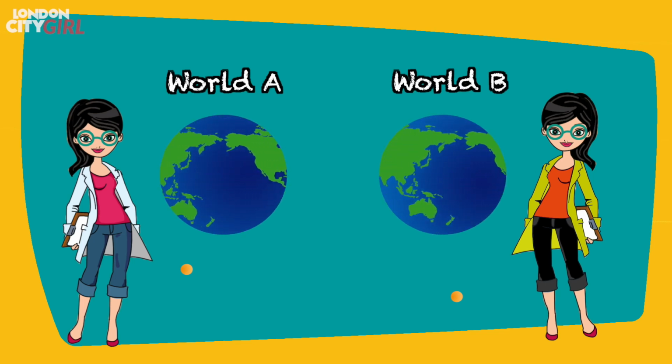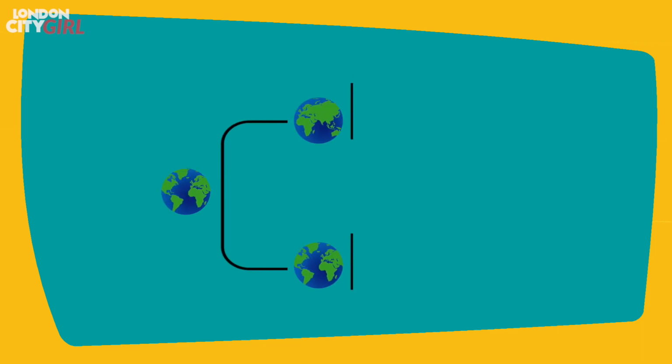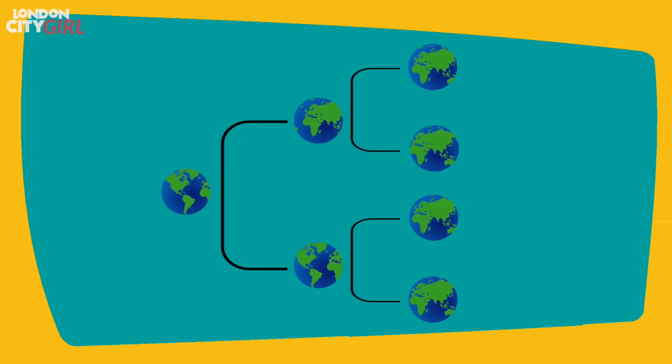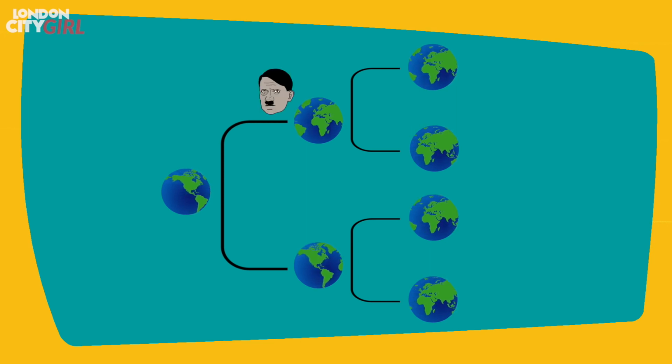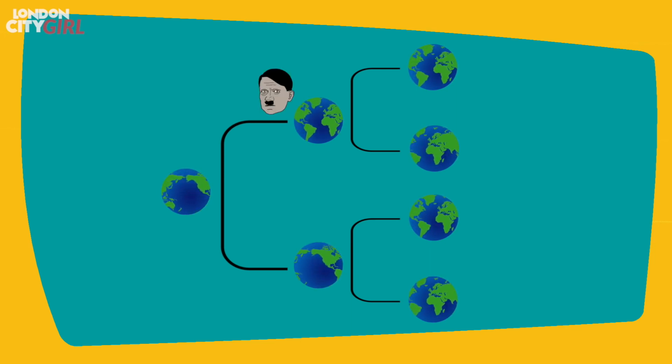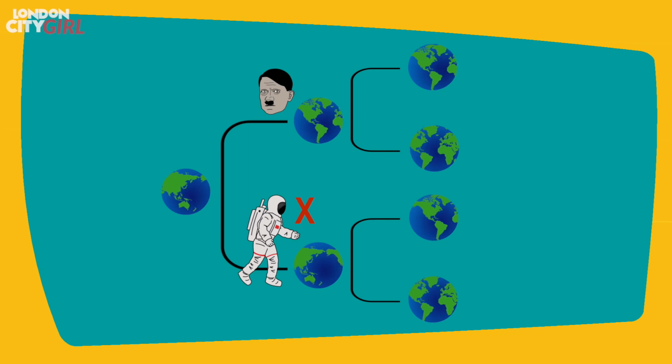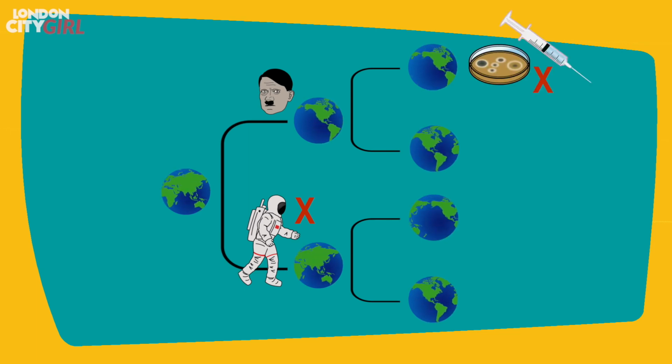The implications of this are mind-boggling. Every time there is one or more possible option available, the universe splits and creates copies where all possible outcomes come true. So for example, there could be a world where Hitler won World War II, a world where mankind never made it to the moon, and a world where penicillin was never discovered.